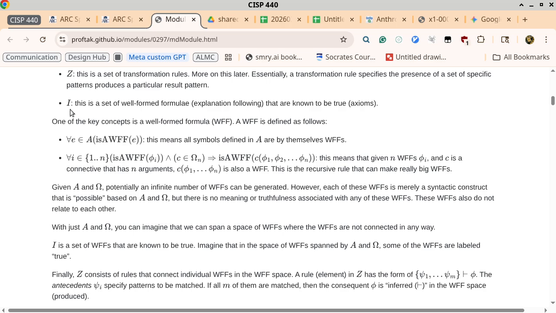But you cannot apply just normal intuitive reasoning. You have to use only the productions in Zeta, because the whole idea is we want to do this mechanically. Yep, go ahead.